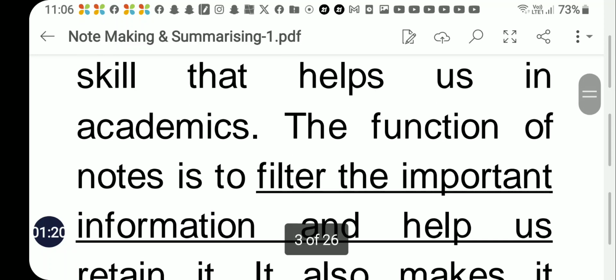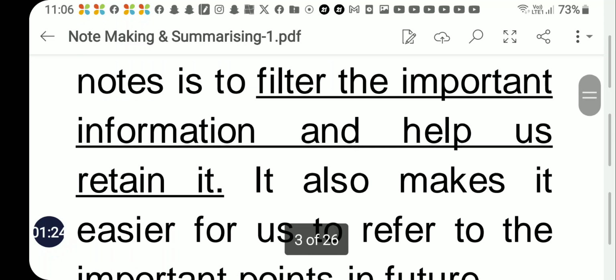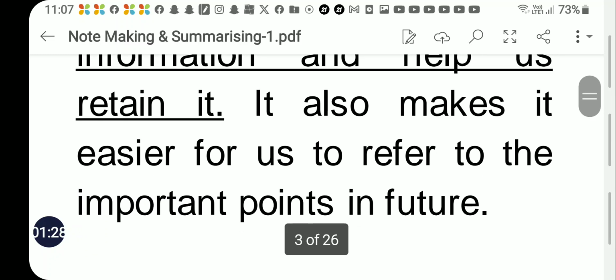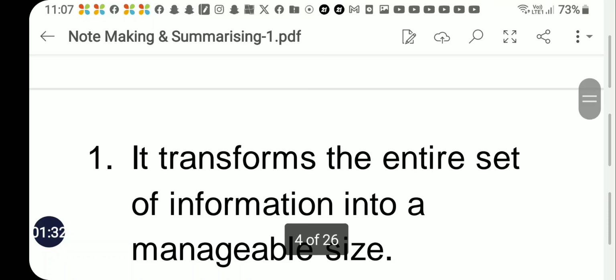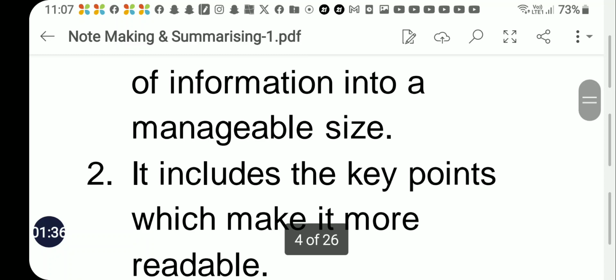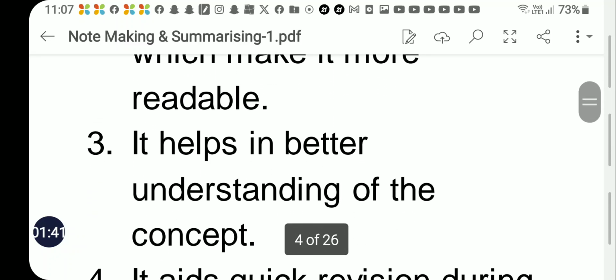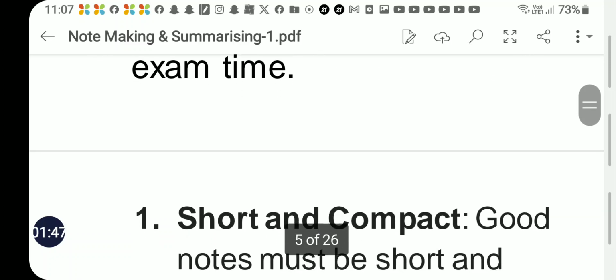The function of notes is to filter the important information and help us retain it. It also makes it easier for us to refer to the important points in future. It transforms the entire set of information into a manageable size. It includes the key points which make it more readable. It helps in better understanding of the concept. It aids quick revision during exam time.